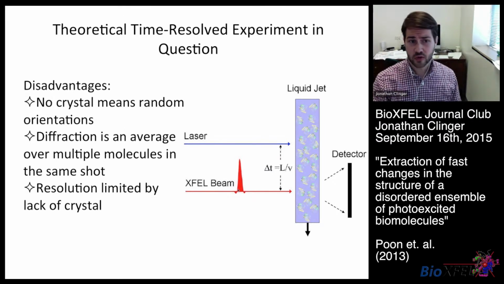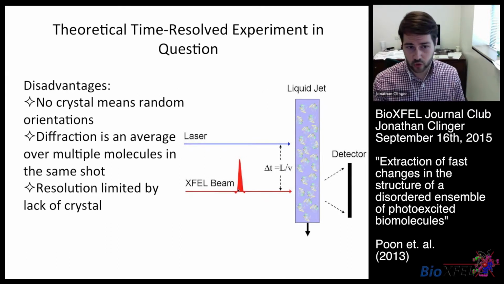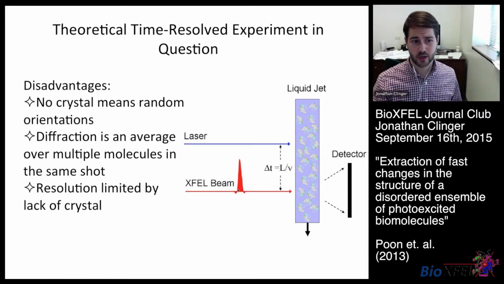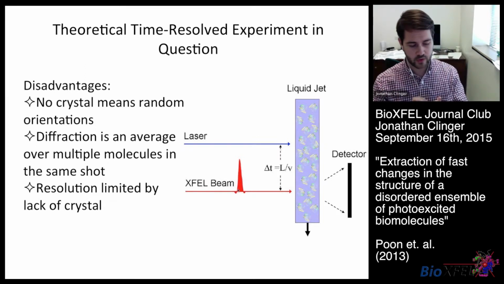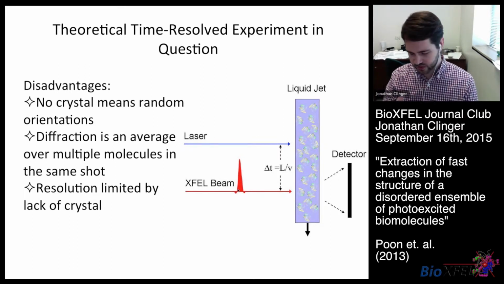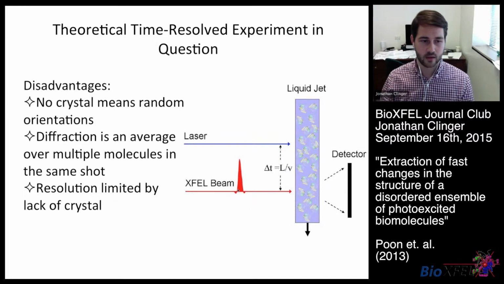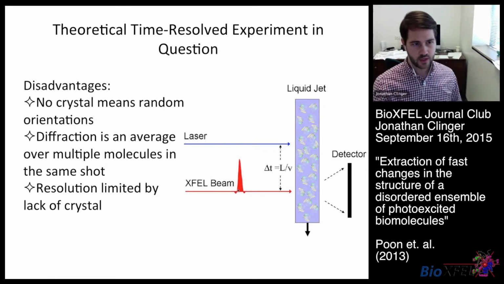Disadvantages: no crystal means you have random orientations. You have lots of protein in the beam that isn't ordered in any specific way. The diffraction is an average over multiple molecules in the same shot, which means that you have a bunch of guys in a bunch of different orientations, and it's worse than crystals, where at least within the crystal, they're all the same. Diffraction over multiple molecules in the same shot that are all disjointed is a disadvantage, clearly.